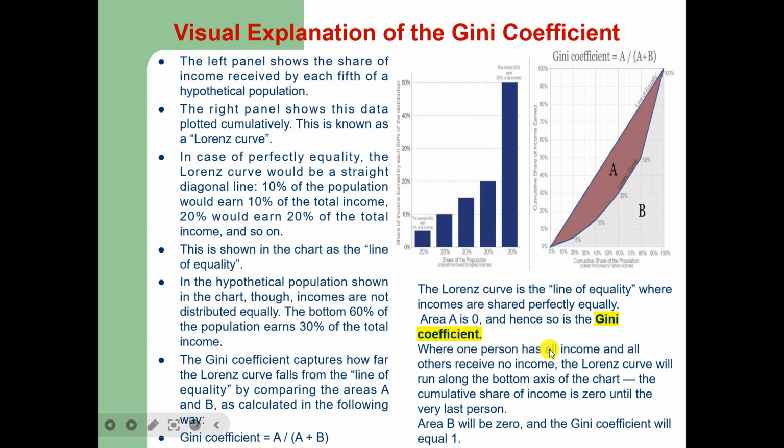Where one person has all the income and all others receive no income, the Lorenz curve will run along the bottom axis of the chart. The cumulative share of the income is 0 until the very last person. So area B will be 0 and the Gini coefficient will be equal to 1. So if the Gini coefficient is equal to 1, then there will be perfect inequality.